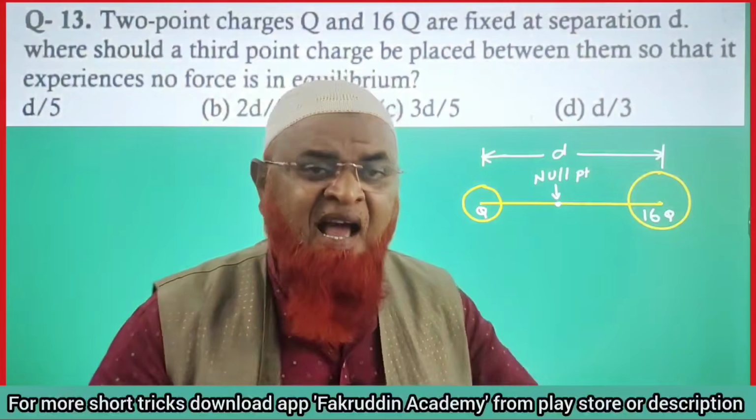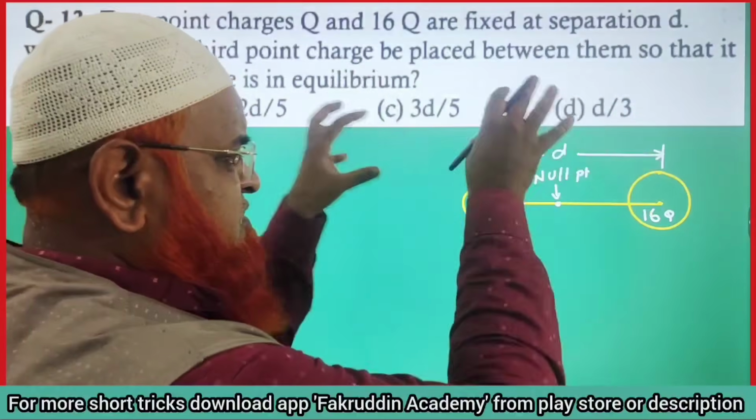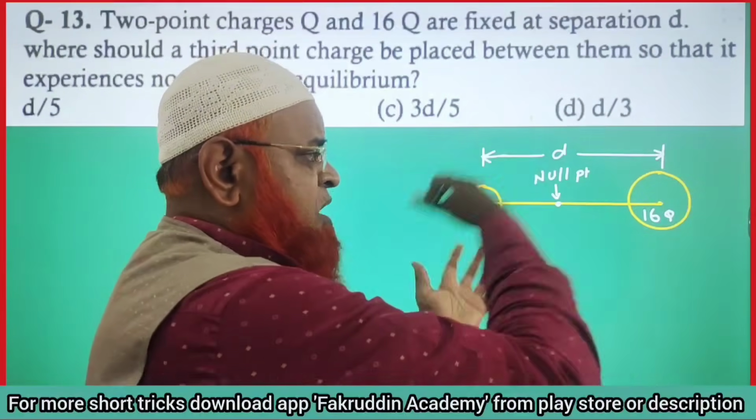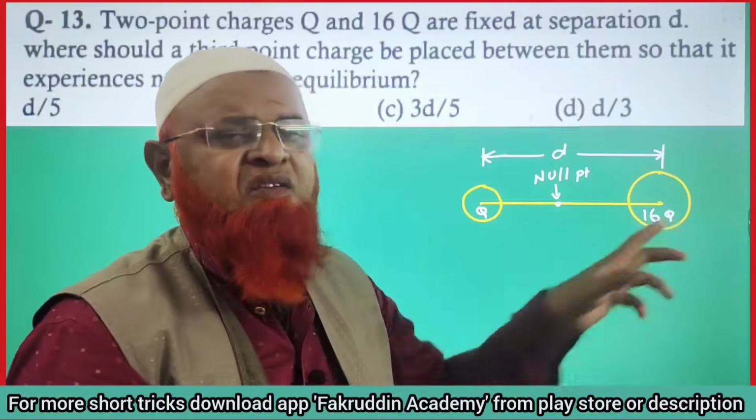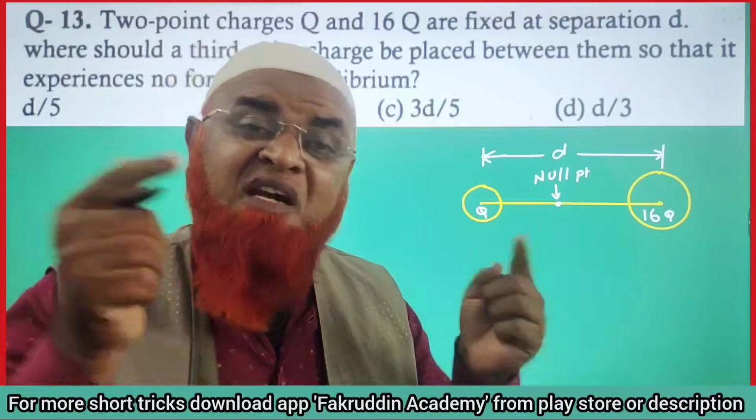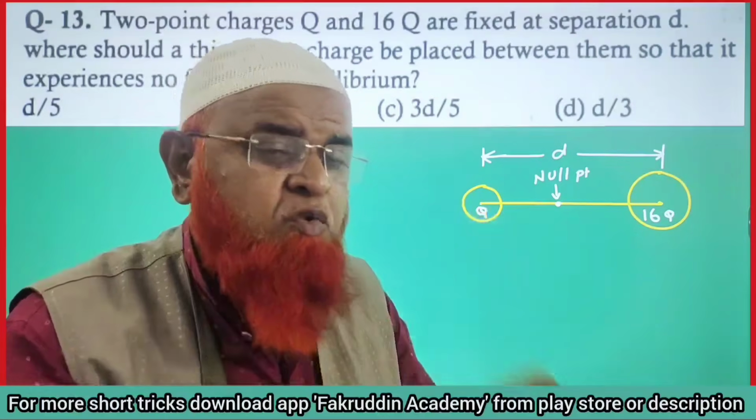Thank you. My dear students, let us see that there are 2 charges given. In the question it is given there are 2 charges, Q and 16Q. This is a smaller one, that is a larger one. You have to find out the null point. Null point means neutral point.